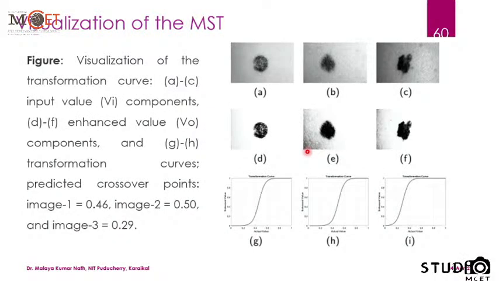This is the visualization, just 5 minutes. So this is the visualization of the results of this proposed method. In this case, I have taken three images for visualization purposes. The first row represents the input value component, the input images. The second row represents the enhanced value component. And the third row basically represents the crossover points.